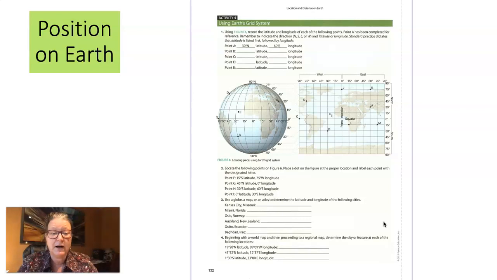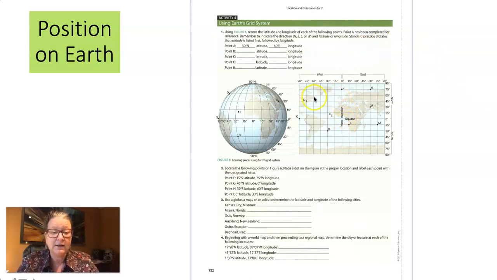So activity 4 asks for latitude and longitude. And remember, we always list latitude first, and we always have to put north or south. Unless we're at the equator, then you can put 0 degrees and you don't need a north or south. Longitude is always listed second, and that's going to be either east or west of the prime meridian. Again, if you're at the prime meridian, it's just 0 degrees. You don't need an east or west because you're on the 0 point for longitude.